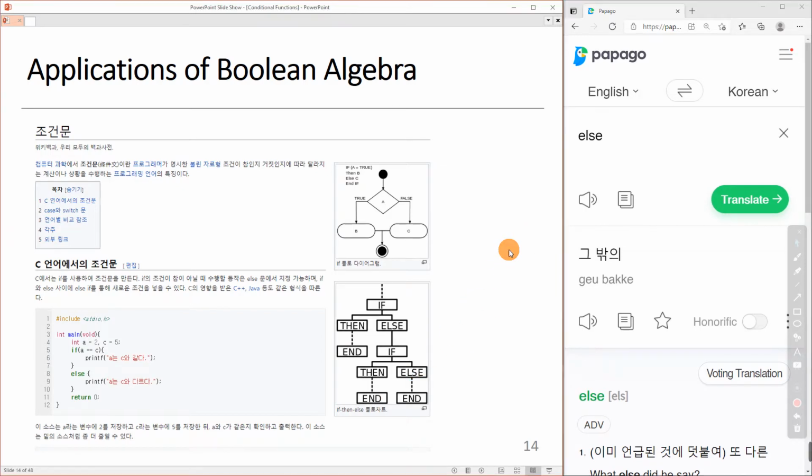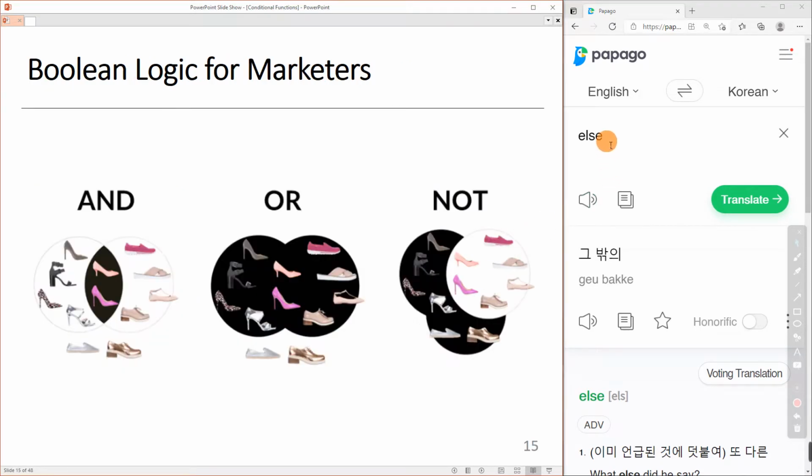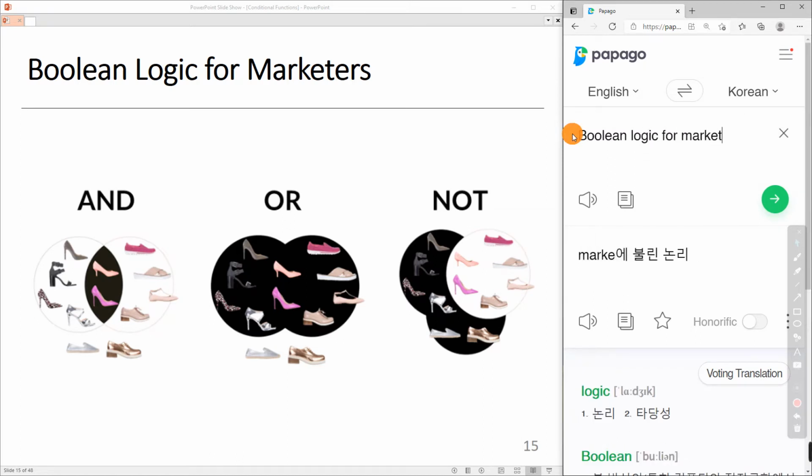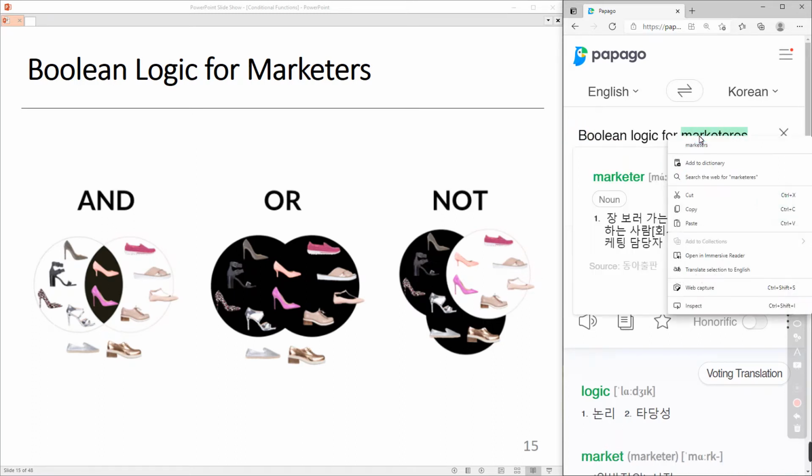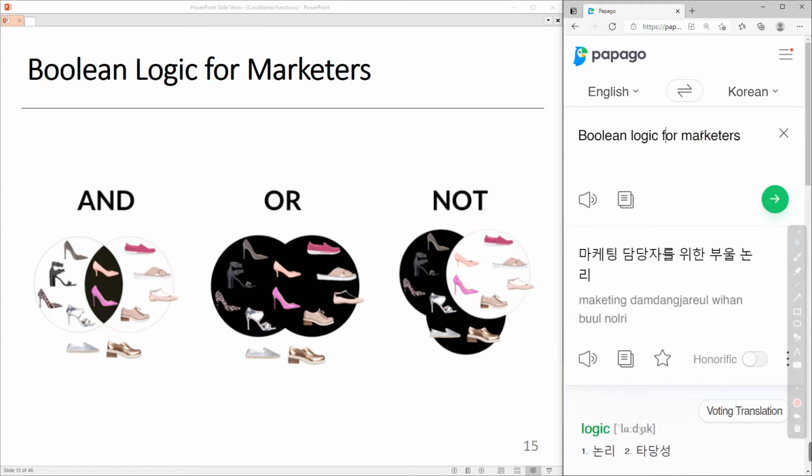All right, so now, dear students, let me show you one interesting example of using Boolean logic for marketers. So here, as you can see, you can see some shoes, right? I think you often buy shoes. You visit such websites like Gmarket or Coupang. And here, for example, you can find shoes, right?